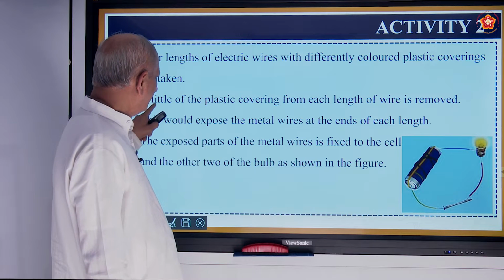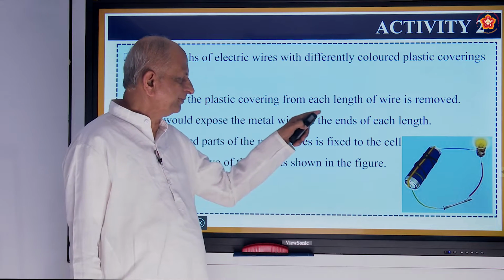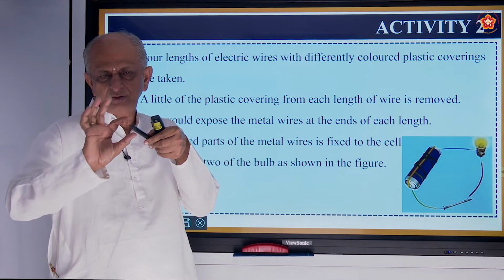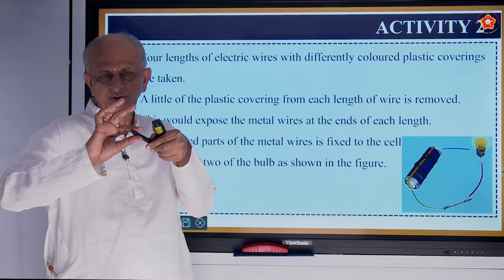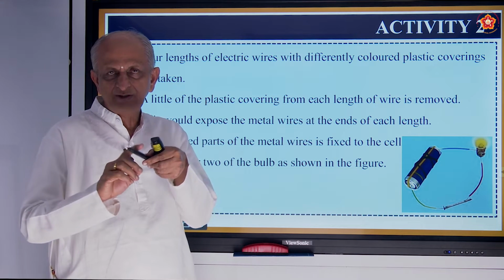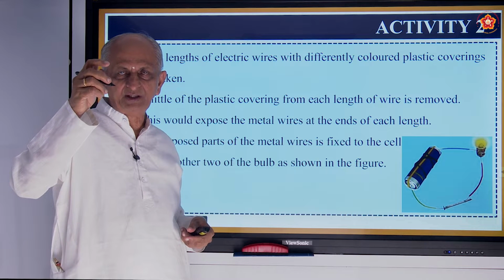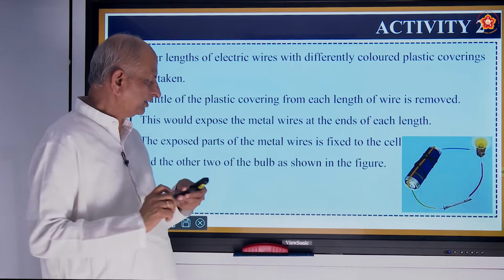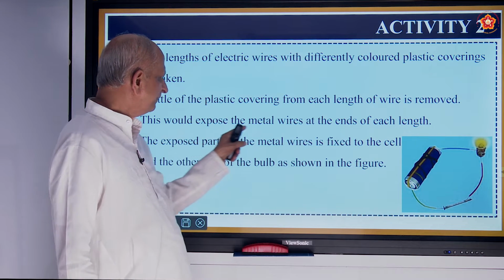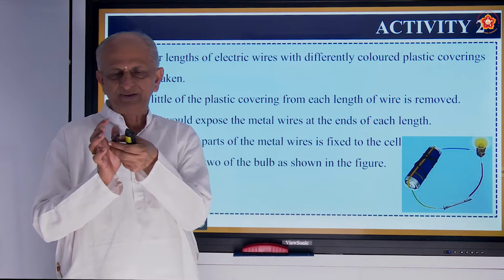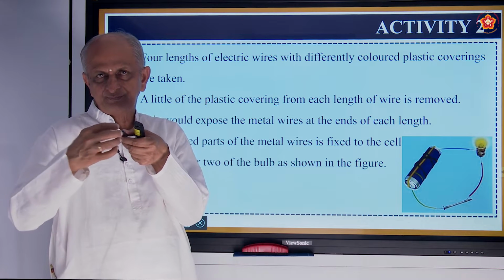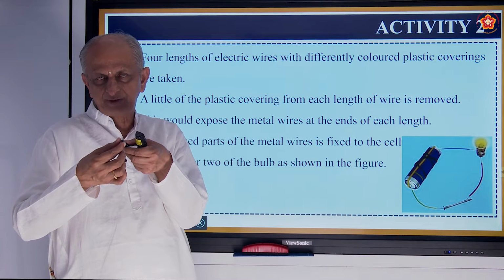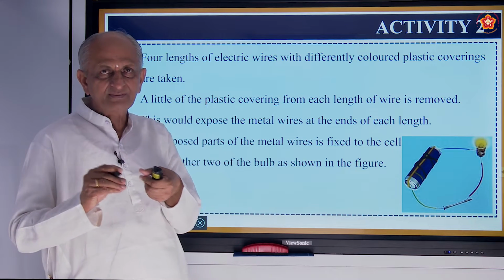And then a little of the plastic covering from each length of the wire is removed. Suppose this is a plastic wire, you must remove the rubber, the plastic covering, at the tip. I think all of you know it, either with a blade or something. Then this would expose the metal wire at the end of each length. So what happens? You get a metallic thing here. Just chop off a small piece of rubber, you get what is called metal.